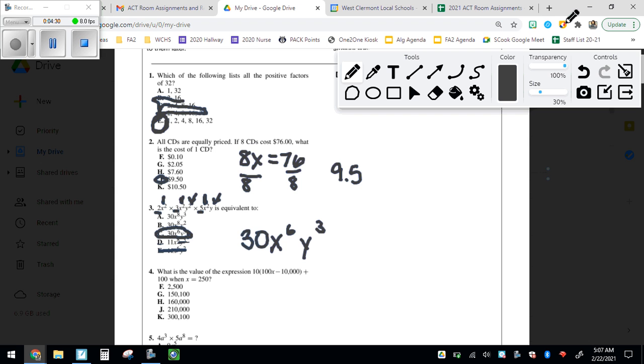All right, number 4 says, what is the value of the expression? And then it gives some big old numbers, but it tells you that x is 250. So that means replace this x with 250. So that's 10 parentheses, 100, and instead of x, we're going to write 250. Anytime you replace something in math, you use parentheses. Minus 10,000 plus 100. So that is all calculator magic.